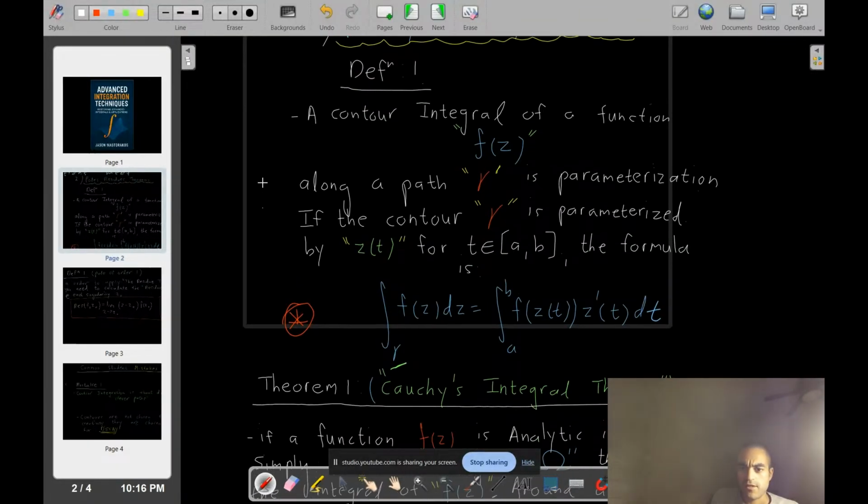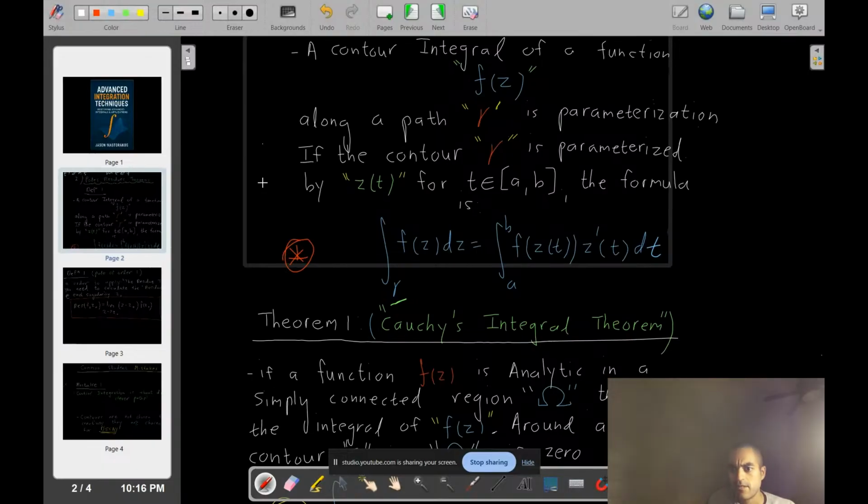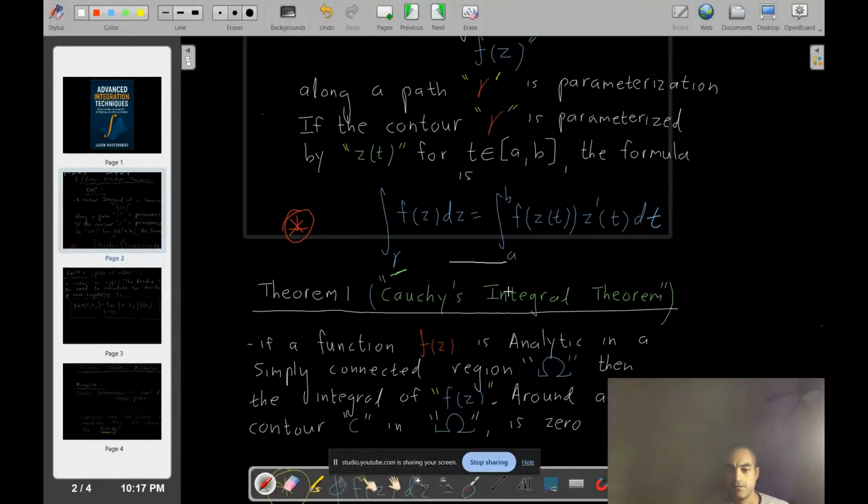Okay, so as I mentioned, the contour integral of a function along the path gamma is a parameterization if the contour gamma is parameterized by z of t. So gamma is parameterized by a function z of t, where t is a parameter. t belongs to the closed interval [a, b], and the formula is this right here. This is the formula that we're going to be commonly using.